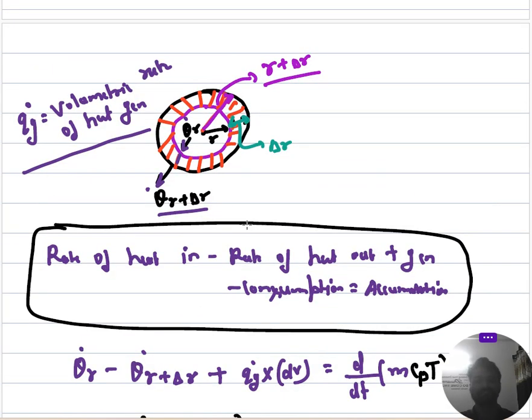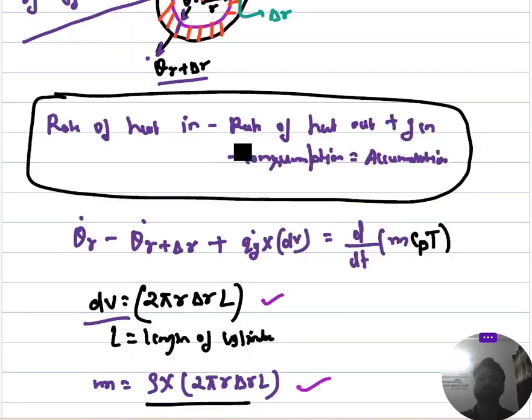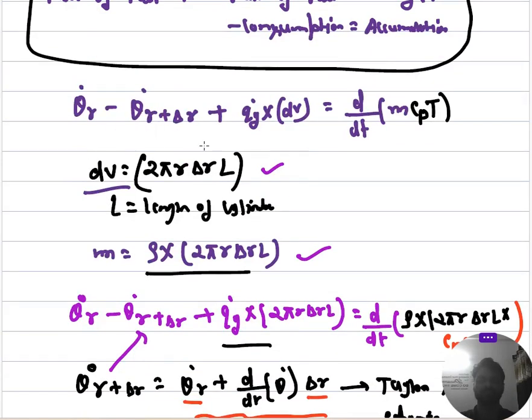So in order to understand this, I'll go to a distance r, and I'll take a differential cross-sectional area element having thickness delta r. Now I can use the energy balance equation that I have already used in the Cartesian coordinate system, where Q at r minus Q at r plus dr plus generation minus consumption equals accumulation, right? So here, Q at r minus Q at r plus delta r plus Q dot G into dV equals d by dt of m Cp T.